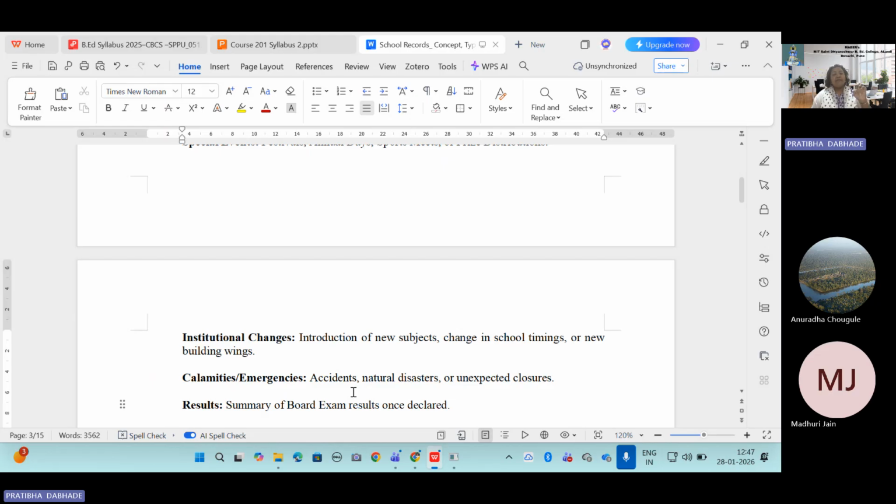So in case of emergency, in the case of any disaster, the entry should be done by the concerned authorities. मतलब आप क्लोज कर रहे हो तो क्यों कर रहे हो? The reason should be noted in the logbook.